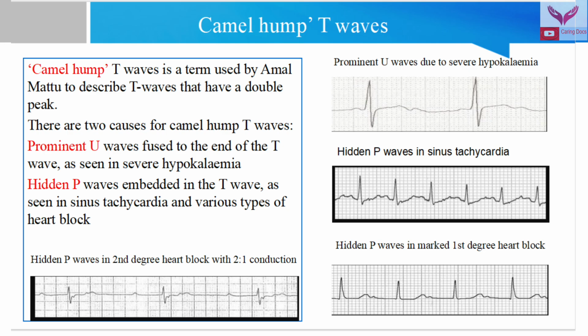Here we can see on the right side top prominent U waves due to severe hypokalemia. Hidden P waves with sinus tachycardia are seen in the middle part of the ECG on the right side, and hidden P waves with marked first degree heart block at the bottom of the right ECG. Hidden P waves with second degree heart block are also seen in the left sided ECG.